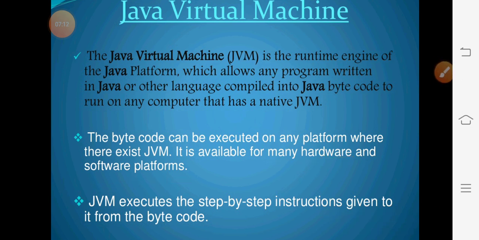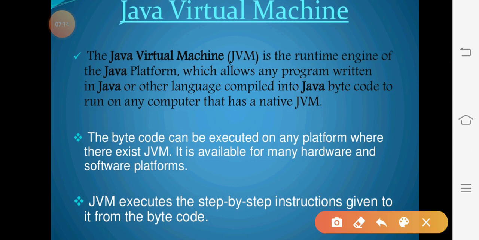Next, JVM executes the step-by-step instructions given to it from the bytecode. It says what, कि JVM जो है जो instructions execute करता है वो step by step करता है. And you know what, the another name of JVM is actually interpreter. The another name of JVM is interpreter, right?